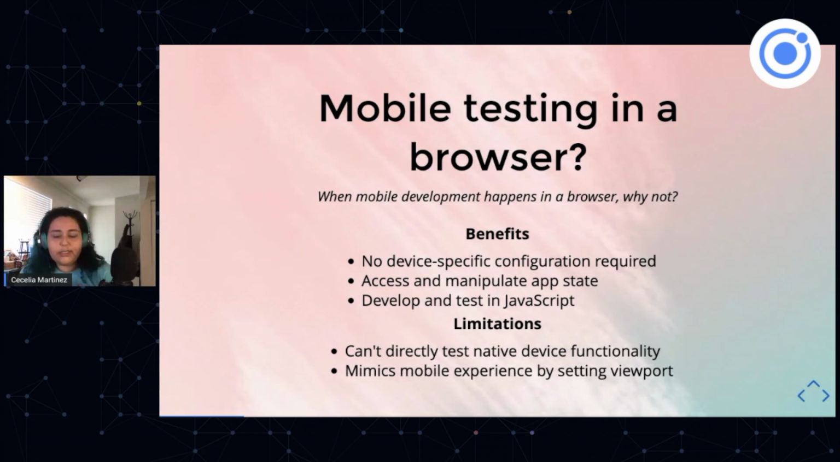Of course, there are some limitations. Because you're testing in a browser and not on a native device, you can't directly test native device functionality. So things like if you needed to test a camera or a fingerprint, anything that would require a real physical mobile device, you can't test for that functionality. Also, we're mimicking a mobile experience by setting a viewport. So the tests are running in a browser, and we're custom setting the viewport to be a mobile viewport. So we can see how the test runs, we can see that viewport, but if there are certain limitations that come from being on a mobile device, you wouldn't necessarily be able to test for those edge cases. So I just wanted to cover some of the different situations that you might run into.